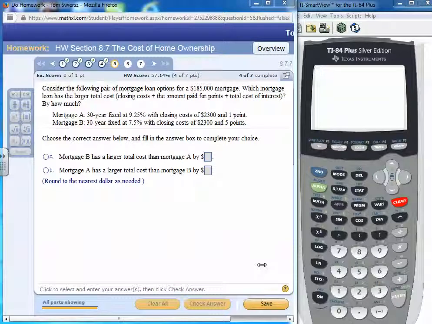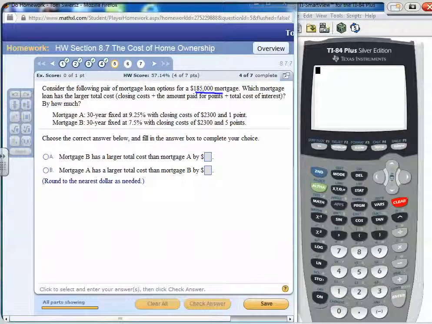Let's do homework exercise number 5 from section 8.7. It states, consider the following pair of mortgage loan options. For a $185,000 mortgage, which mortgage loan has the larger total cost? Closing costs, the amount paid for points, and total interest.